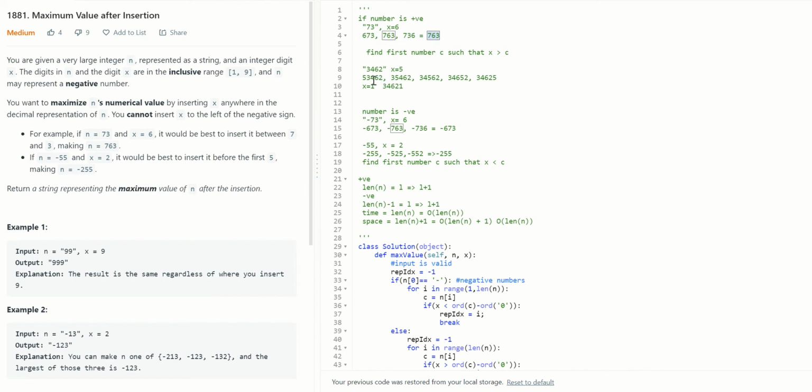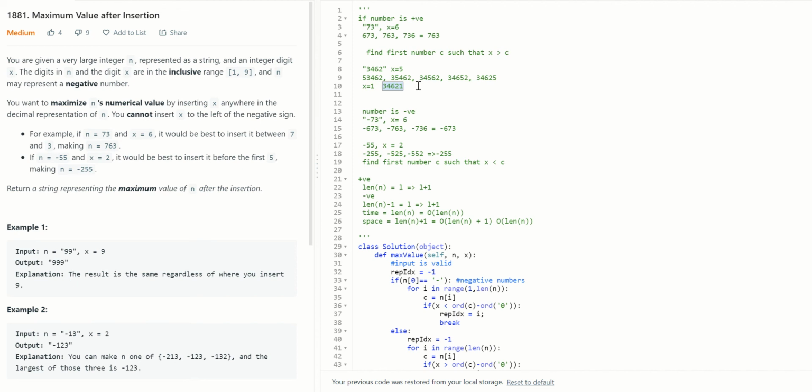Similarly, let's take another example, 3, 4, 6, 2. If you insert 5, these are the 5 possible results, and the maximum value is the first one. And if x is equal to 1, for the same 3, 4, 6, 2, if you insert 1, then 3, 4, 6, 2, 1 is the maximum number. That's how we have to come up with the numbers.